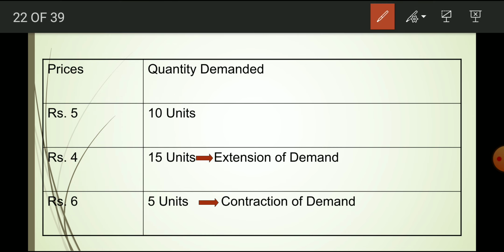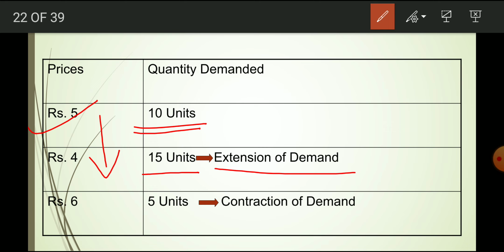when price, for example, is normal price, rupees 5, that is normal. At that time, quantity demanded is 10 units. When price reduces from 5 to 4, at that time, quantity demanded will increase from 10 to 15. So it is known as extension.